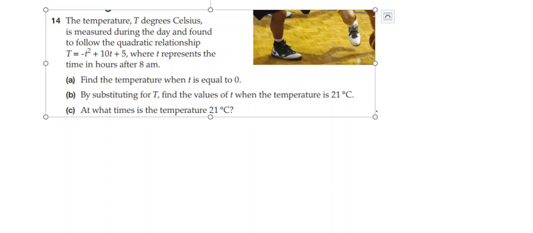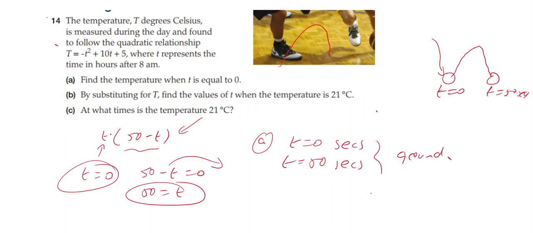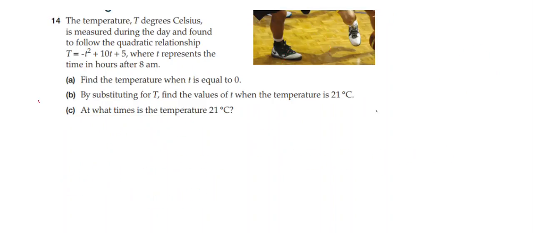This is for Year 10 Methods Pathways. We're going to look at question 14 from exercise 4.1. The situation is we've got the temperature T degrees Celsius measured during the day as a quadratic relationship, where t represents the time in hours after 8 a.m. Find the temperature when t is equal to 0.